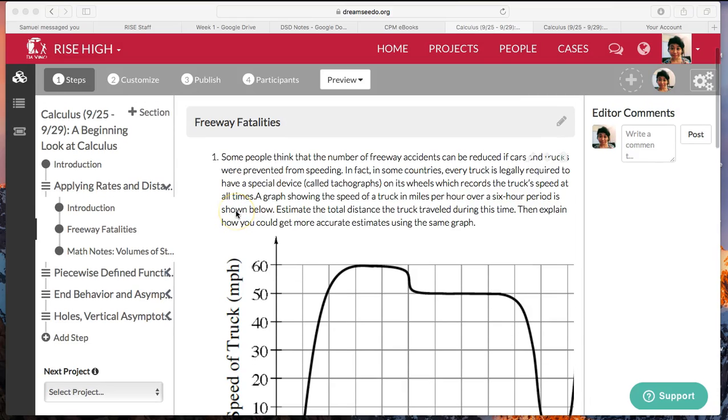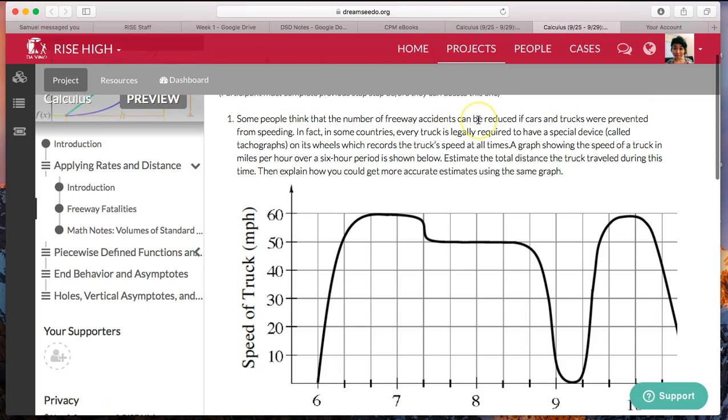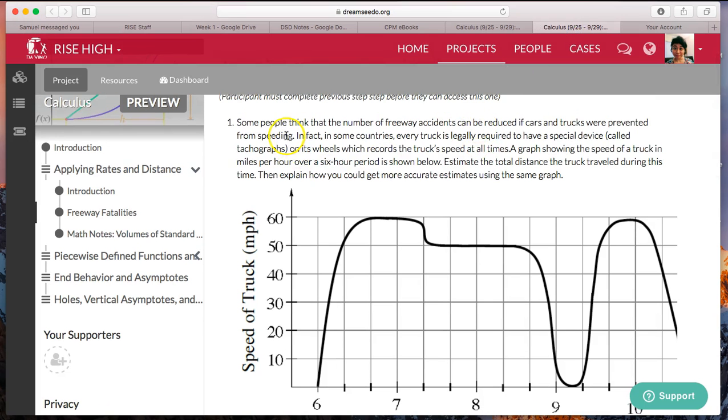All right, so in this step of the problem, we are going to be looking at freeway fatalities. So in your notebook, I'd like for you to turn to the next blank page and title it Freeway Fatalities. So go ahead and pause the video while you do that, and then come back to the video when you're done.